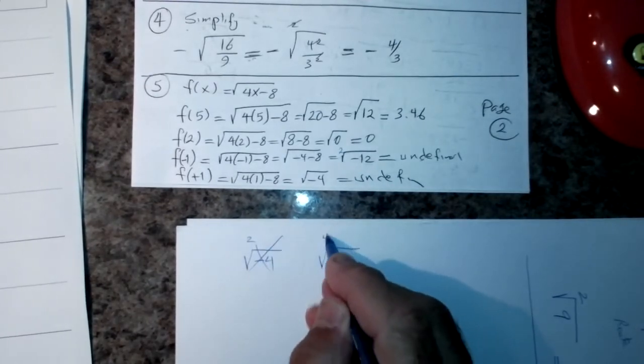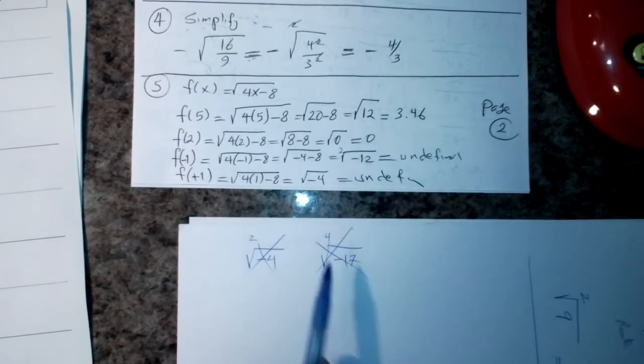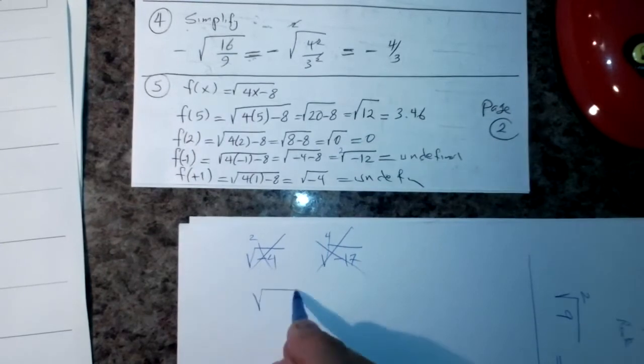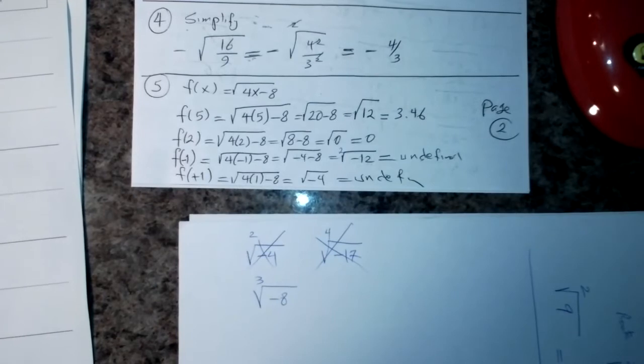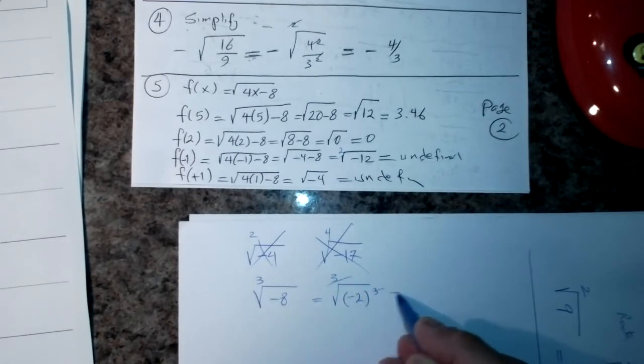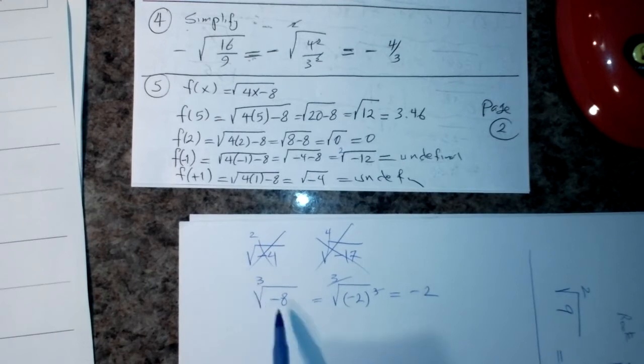What is the fourth root of like minus 17? Undefined, because the root is even. But if the root is odd, it's okay. It's okay to have a negative number for odd numbers. Cubic root of minus 8 is minus 2. Okay, so if the root is odd, it's okay to have a negative number. If the root is even, you cannot have a negative number.